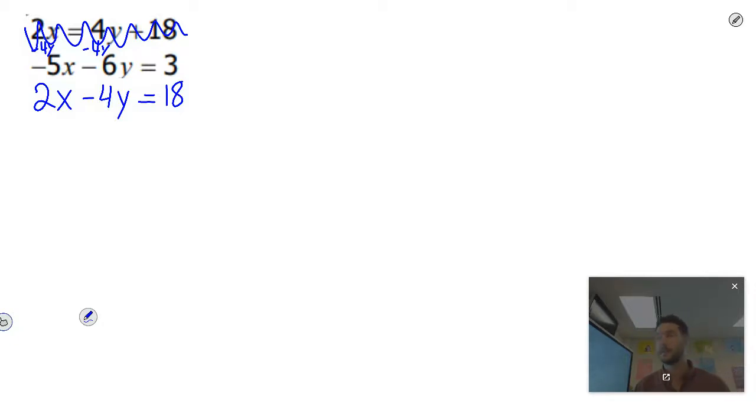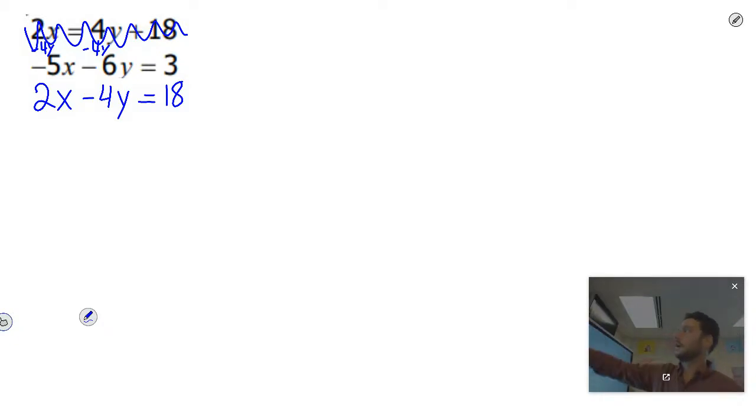Okay, but I said this was the hardest one because once again, I can't get 2 and 5 to be that similar. I can't get 6 and 4 to be that similar, so we're going to have to meet somewhere else. I can't just bring 2 to 5. I can't just bring 4 to 6, right? We're going to have to meet somewhere else.